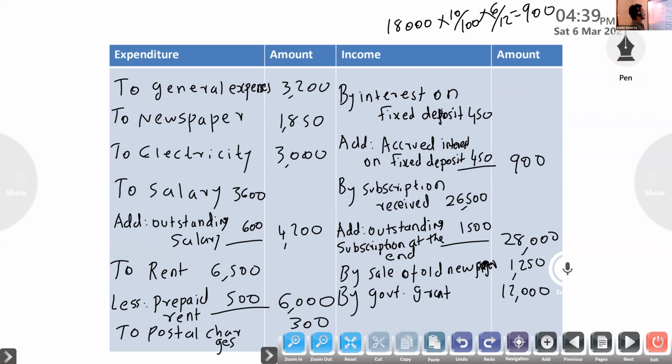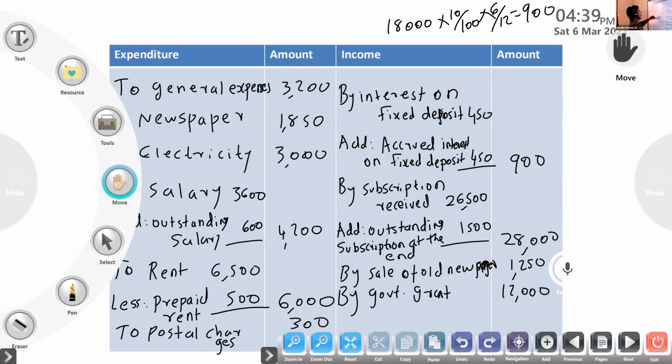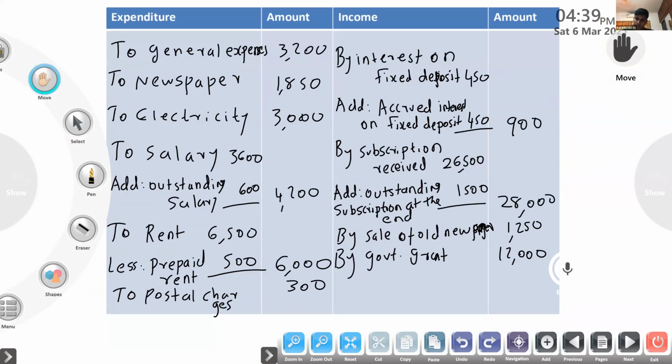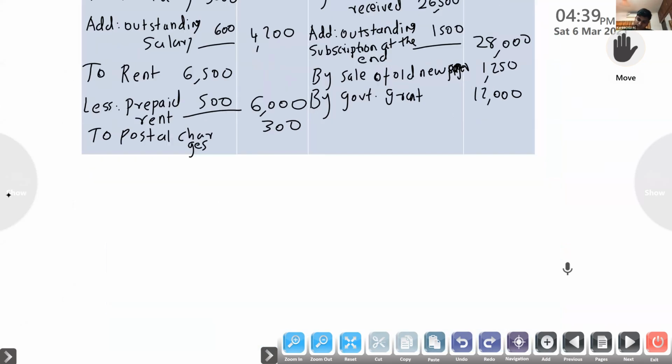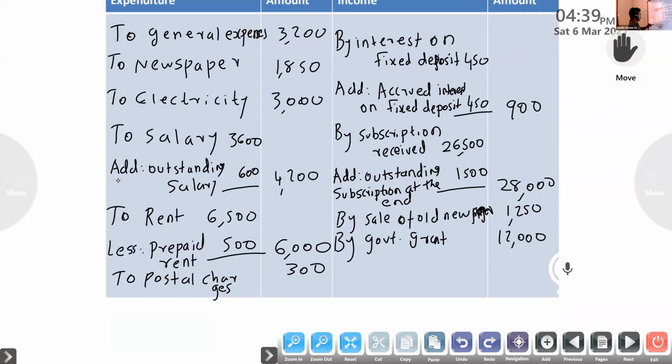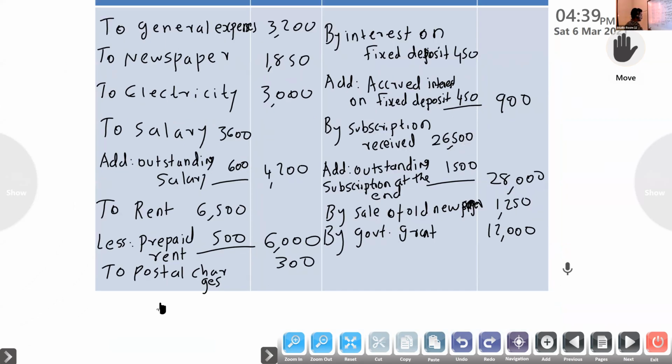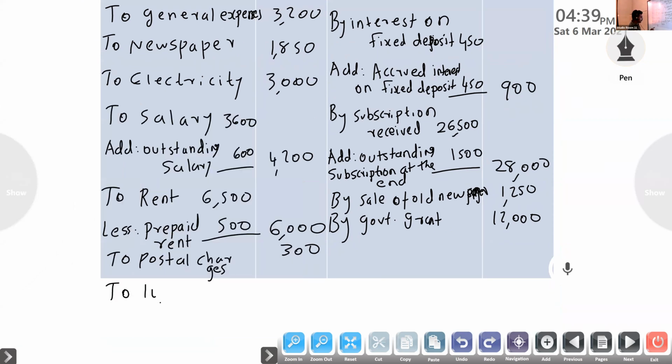In that, any item we have to write in income and expenditure account. Down you have to write to loss on sale of furniture.